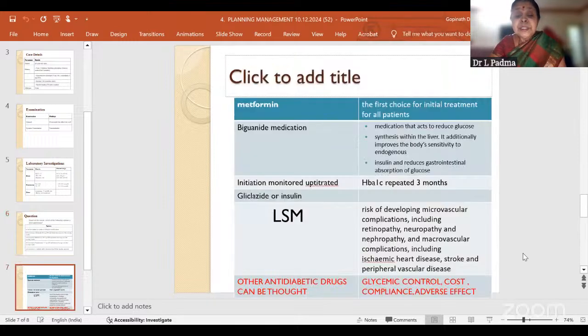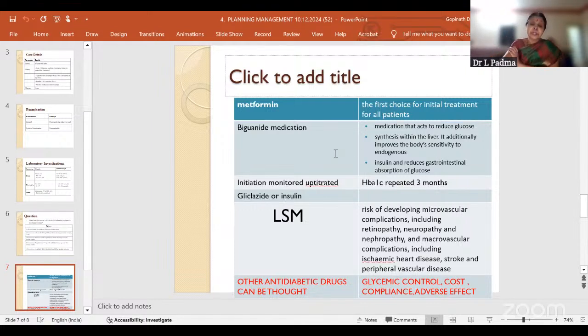So just a glimpse. Why do we want to add metformin? Because this is the first choice for initial treatment in all patients. This is the rule globally. It will reduce the glucose by acting on the liver, improves the body's sensitivity to endogenous insulin, and also reduces the absorption of glucose. So it has got multiple actions and minimal side effects, especially weight gain and hypoglycemia. These are the concerns, so that is not there with this. It is weight neutral.